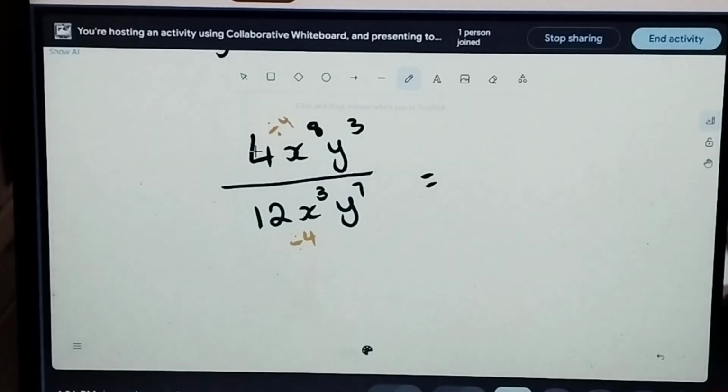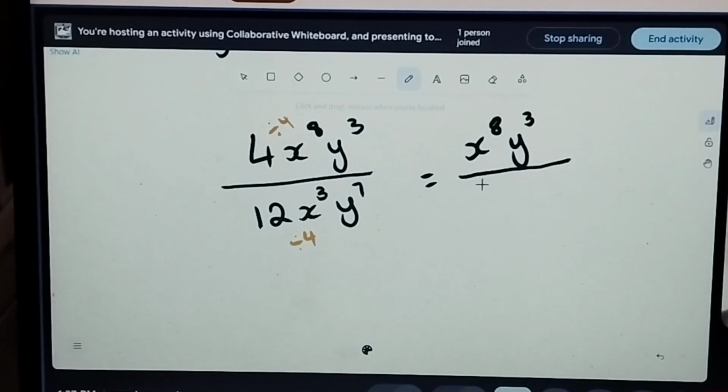So that leaves me with 4 divided by 4 is 1. I never write a 1 in front of variables in algebra. So I'm just going to leave it as x to the power 8, y to the power 3. I know there's an invisible 1 in front of that x to the power 8. And then 12 divided by 4 is 3, so I'm left with 3x to the power 3, y to the power 7. Oh my goodness, that 3 doesn't look very good. It just looks like a blob. And then y to the 7. There we go. Now what I've got to do is sort out my variables.